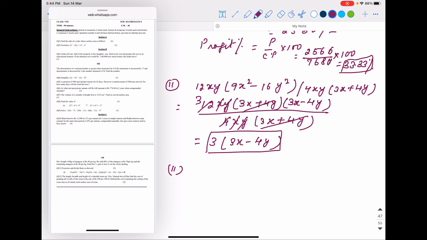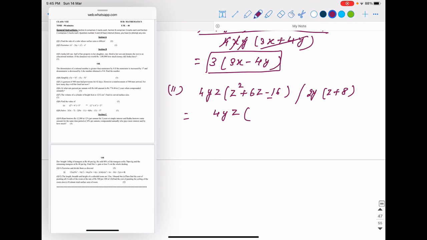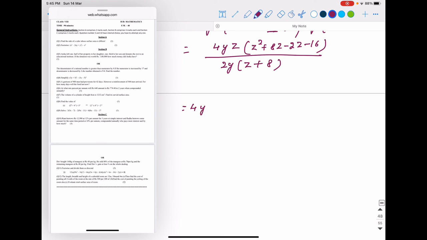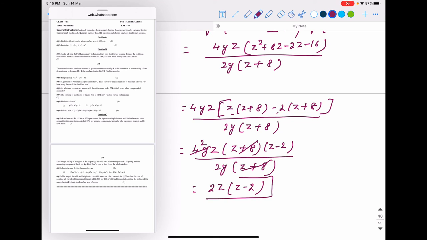The second part is 4yz (z square plus 6z minus 16) divided by 2yz plus 8. First we have to factorize, so it is 4yz, and minus 16, if you break it, that is 8z minus 2z minus 16, by 2y(z plus 8). That is 4yz (z plus 8)(z minus 2), divided by 2y(z plus 8). Z plus 8 will cancel, and 2y with 4y, so we are left with 2z(z minus 2), that will be the answer.